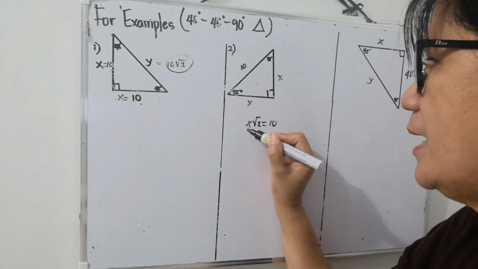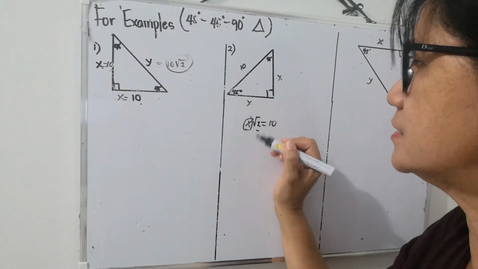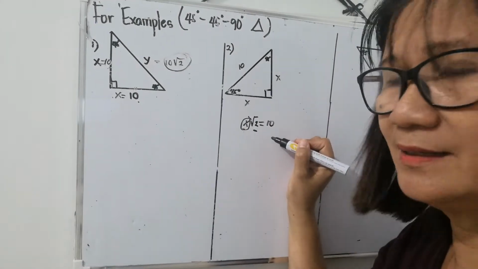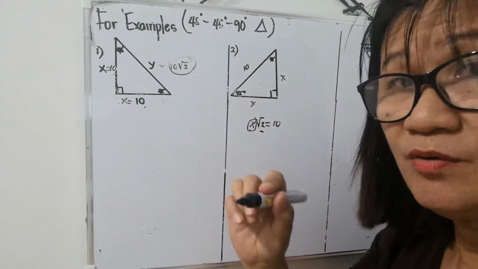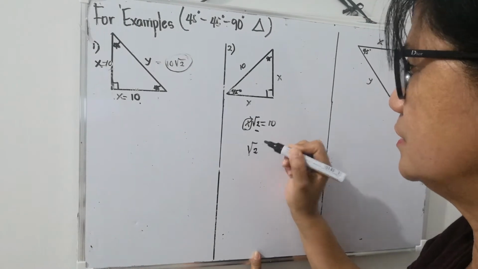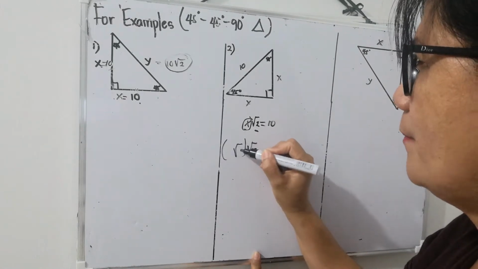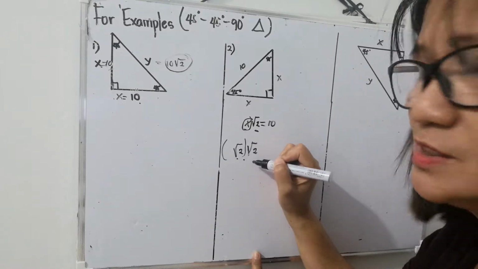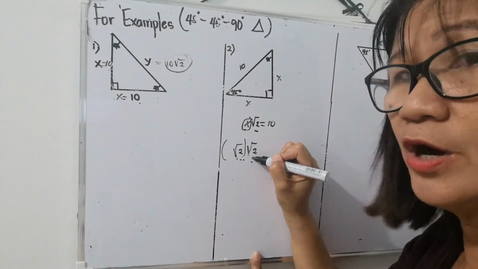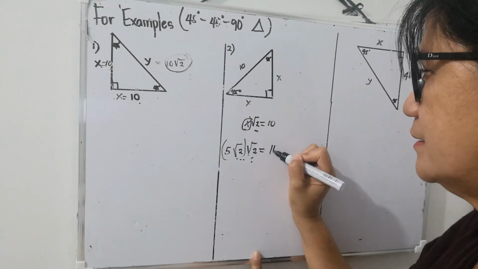Ano kaya ang imumultiply natin dito sa square root of 2, no? Ano kaya tong value ng x na kapag i-multiply natin sa square root of 2 ay magiging 10? Okay? So, we need to remove the radical sign. How? By multiplying. So, di ba kapag minultiply natin yung square root of 2 times the square root of 2, it will be square root of 4. And what is the square root of 4? 2. O, 2 times 5 will give us 10.